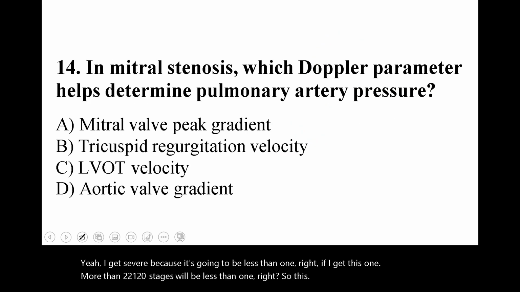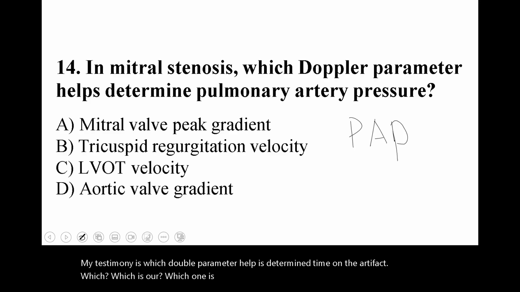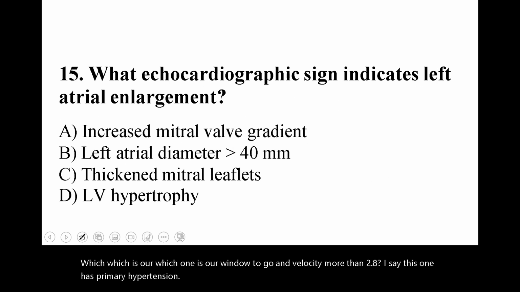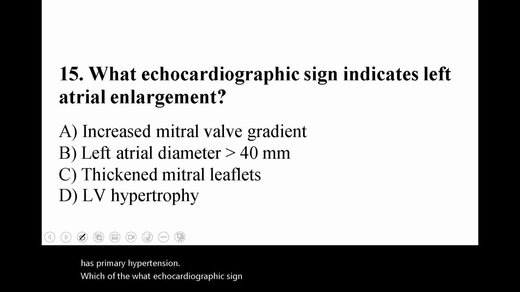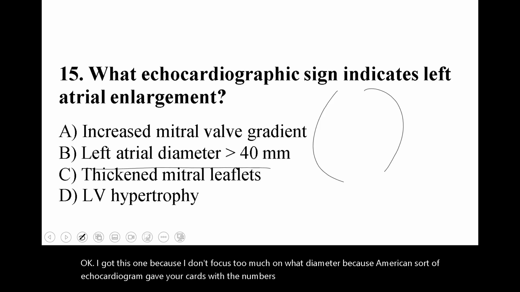In mitral stenosis, which Doppler parameter helps determine pulmonary artery pressure? Which one is our window to go and try? Tricuspid regurgitation velocity more than 2.8. I say this one has pulmonary hypertension. Which echocardiographic sign indicates left atrial enlargement? Okay, I got this one because I don't focus too much on diameter, because the American Society of Echocardiography gave you cards with the numbers, but it is 40.